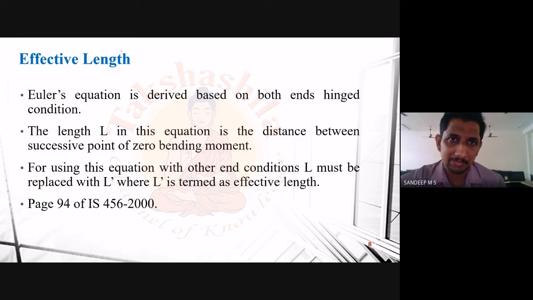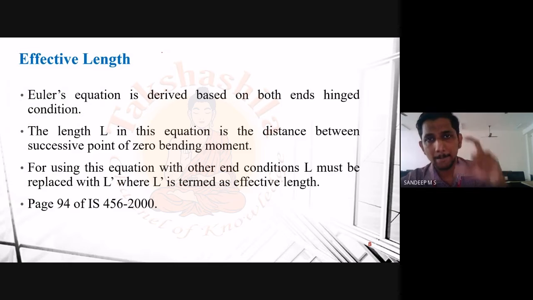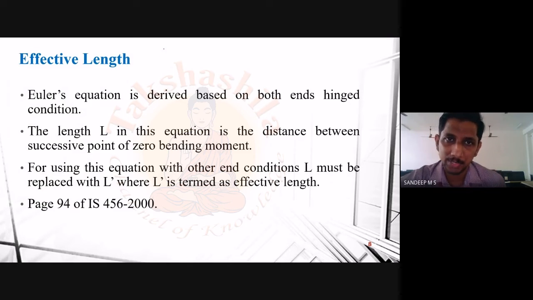So in that case, if you remember the derivations, we usually derive the main equation. We actually derive only one equation. Okay, that is for the end condition that both these ends are hinged. Okay, we will be deriving only this condition. That is the reason why the effective length for a column with both ends hinged is one times the actual length.